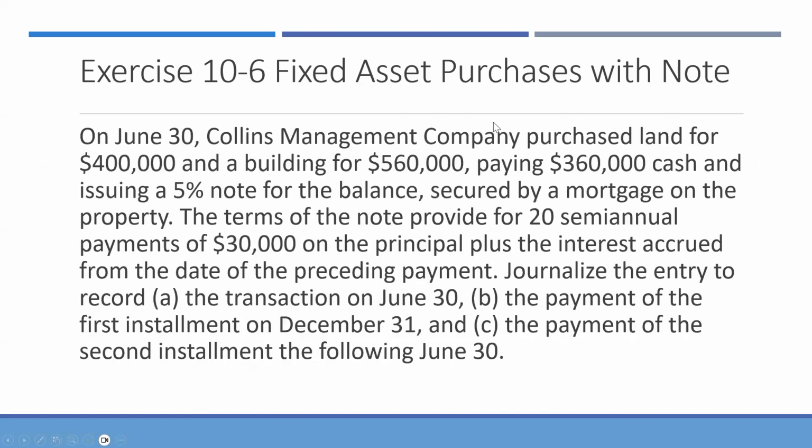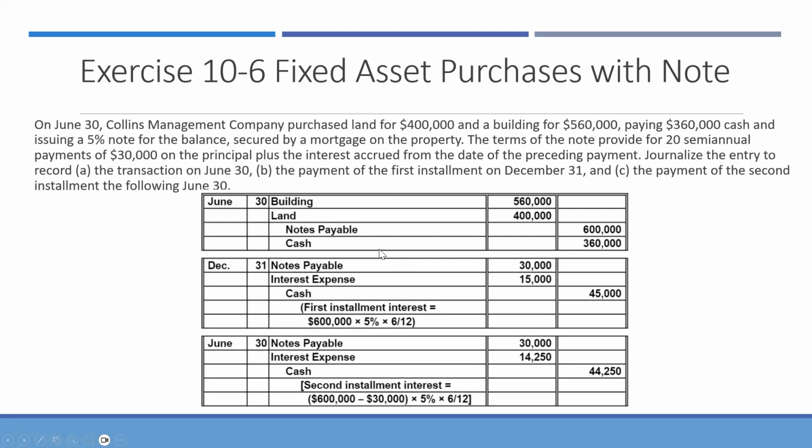So that's the balance of the mortgage. And then notice how they word this. The terms of the note provide for 20 semi-annual payments of $30,000 on the principal plus any interest accrued from the date. So the amount of the payment is not going to be fixed every single semi-annual payment. The interest is fixed at 5%, but we're going to pay $30,000 on the notes payable. That's going to be our debit every 6 months, but the interest is going to be different. So it's very important to watch the details of the wording of the problem, basically.